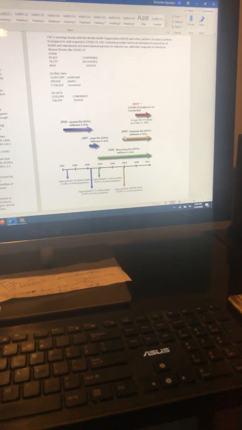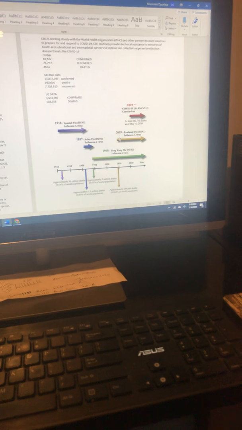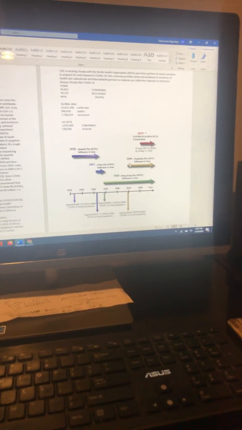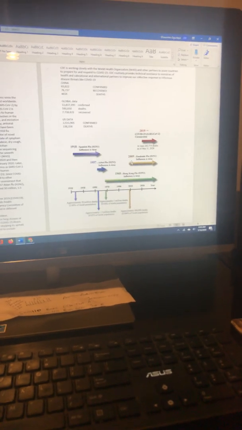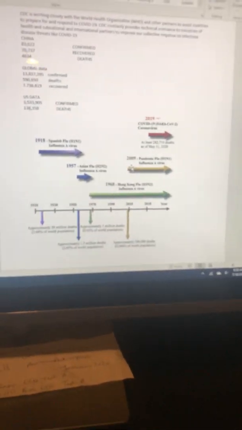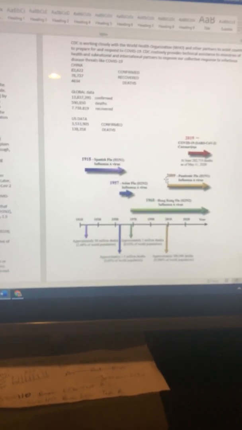Globally, about 13,837,395 people have been confirmed to have coronavirus all over the world. The number of deaths is at 590,650. The number of people that have recovered from the virus all over the world is 7,738,819 people.